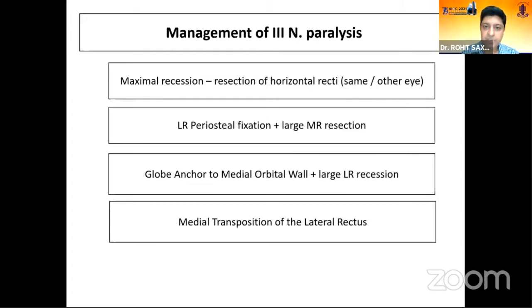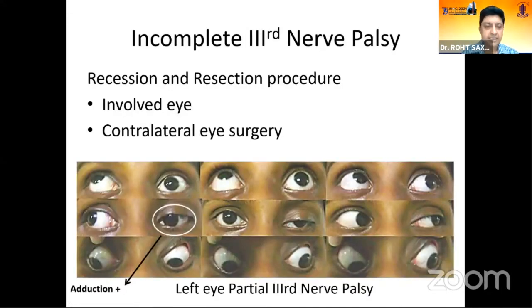This, of course, is possible if there is some function in the muscles. The lateral rectus periosteal fixation with a large medial rectus resection. Medial globe anchor to the medial orbital wall with a large lateral rectus recession, especially to free the forced duction test. And medial transposition of the lateral rectus in its various modifications.